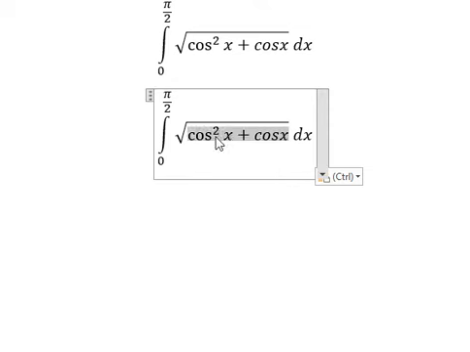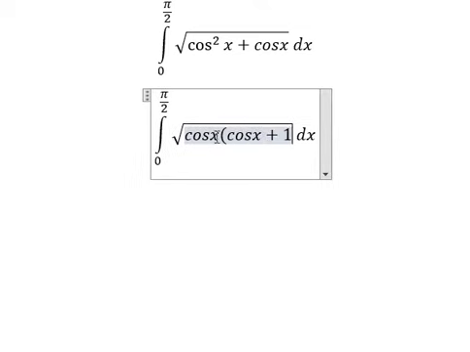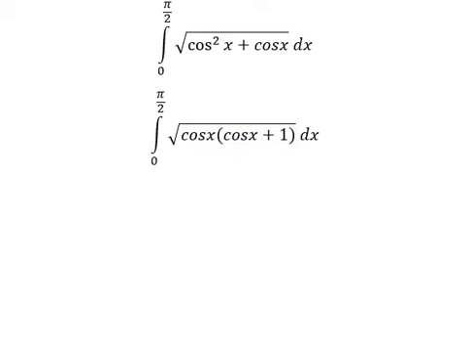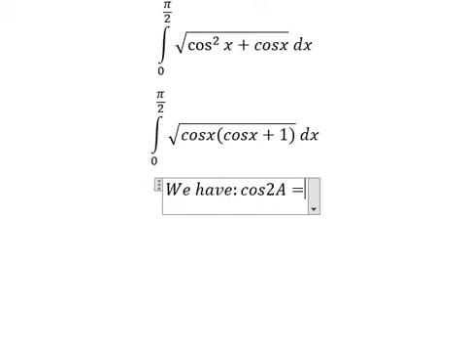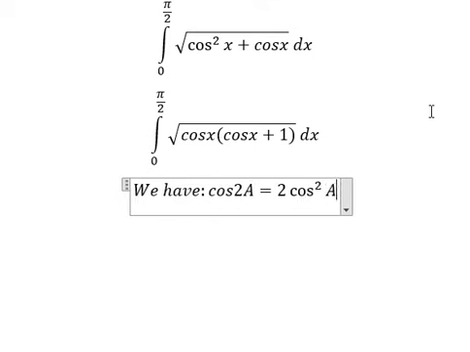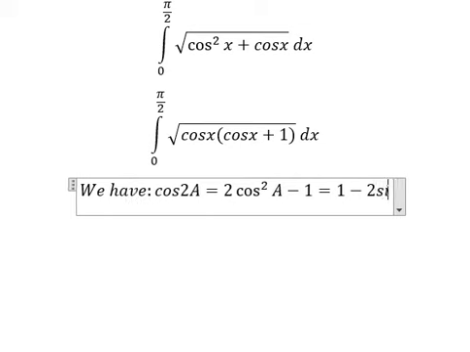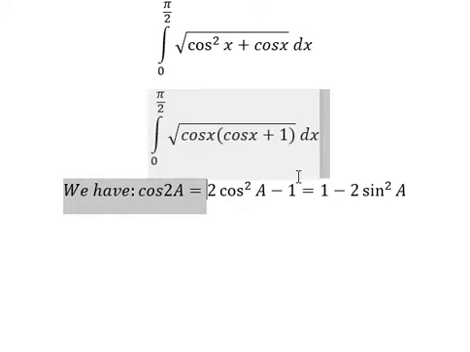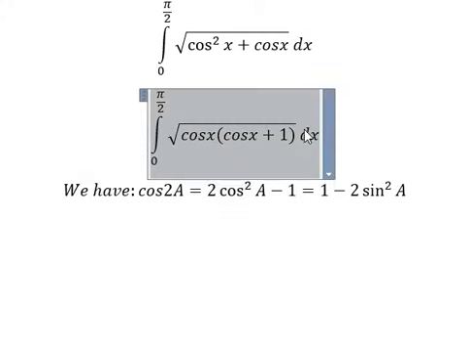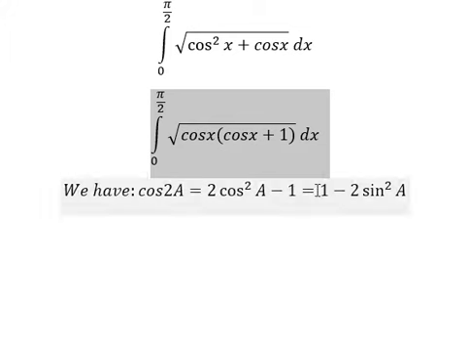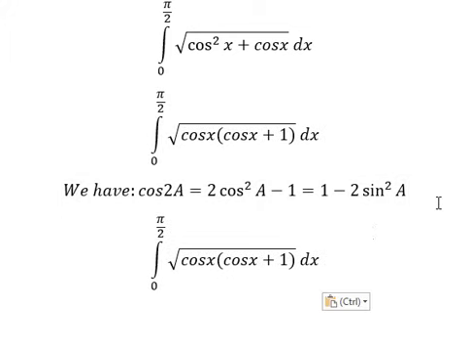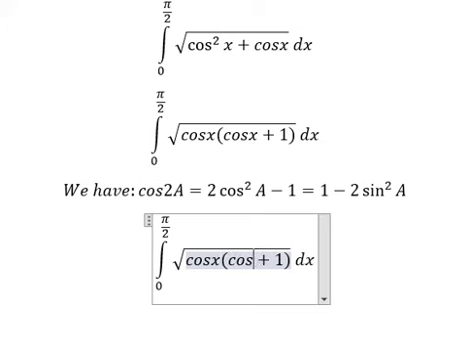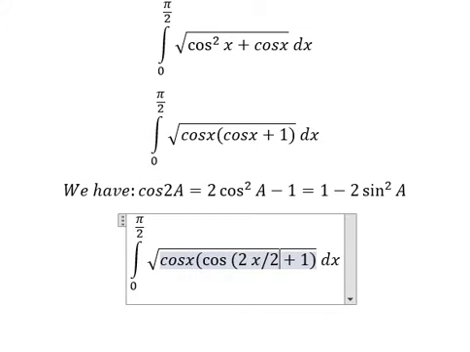Cosine x, we can do factorization. Next, we have the formula in here: cosine 2a equals 2 cosine squared a minus 1, equals 1 minus 2 sine squared a. So in this situation, we change cosine x into this one, and cosine x we change by this one. So this one, x, that's about number 2 multiplied by s over 2.